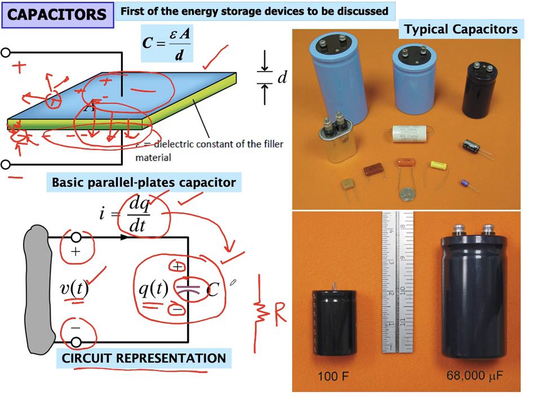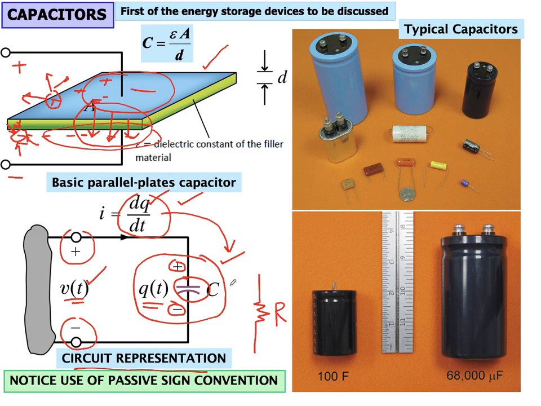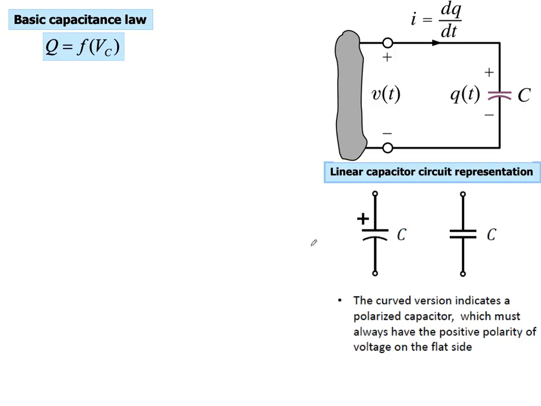So let's talk about the two different types of capacitors. And again, it is important to use the passive sign convention as we have seen it for the resistor cases. So now let's talk about the representation of capacitors. There are two types of representations.